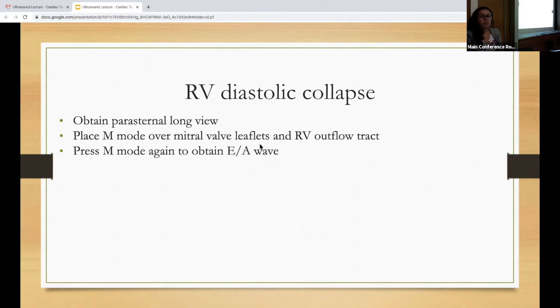For example, if the right ventricular filling pressures are elevated at baseline, right ventricular diastolic collapse will be less likely to occur. This may be the case with acute or chronic cor pulmonale, pulmonary hypertension, severe left ventricular failure, and other etiologies of right ventricular hypertrophy. You can also look for right ventricular diastolic collapse on other views, not just the parasternal long view, but those may be more difficult to see.